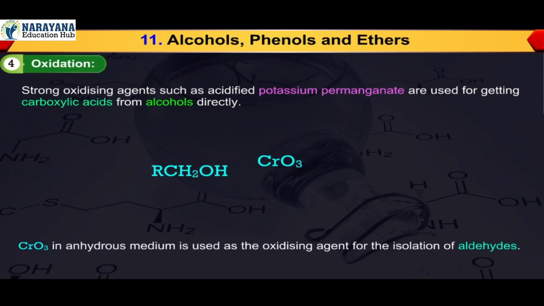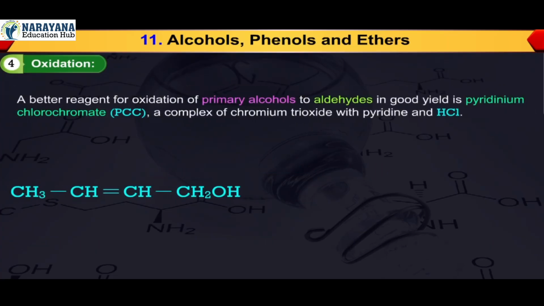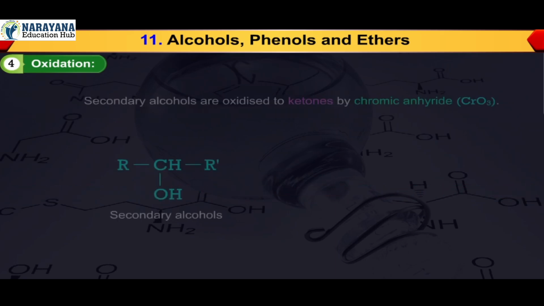RCH2OH with CrO3 gives RCHO. A better reagent for oxidation of primary alcohols to aldehydes in good yield is pyridinium chlorochromate, that is PCC, a complex of chromium trioxide with pyridine and HCl. CH3CH=CH-CH2OH with PCC gives CH3CH=CH-CHO.